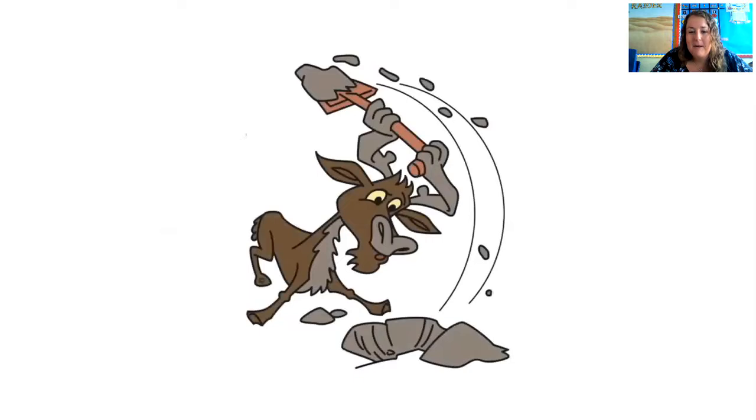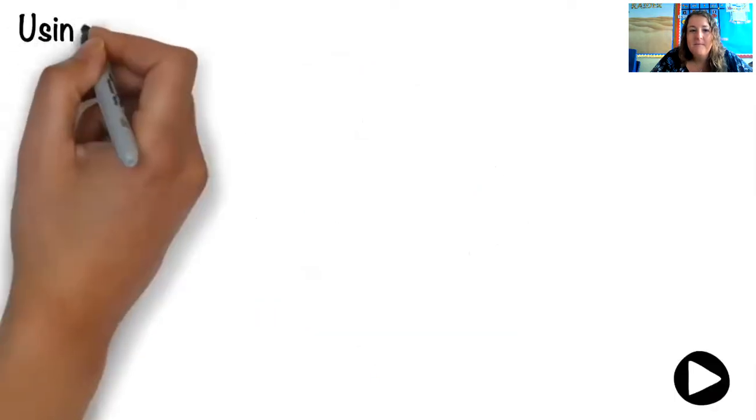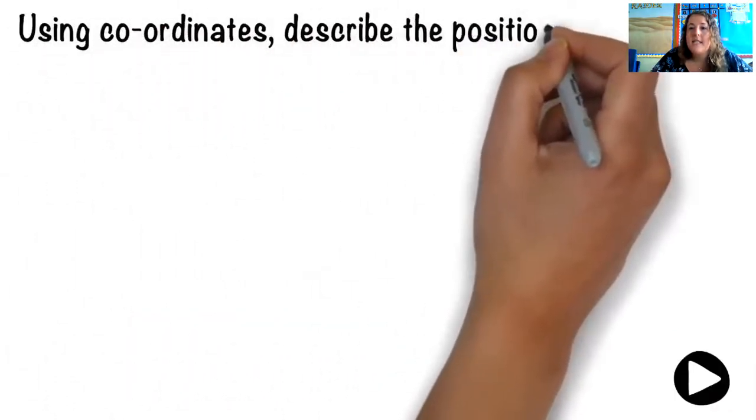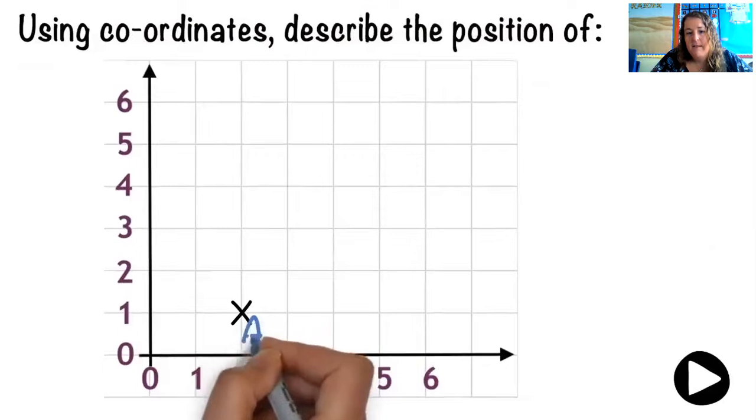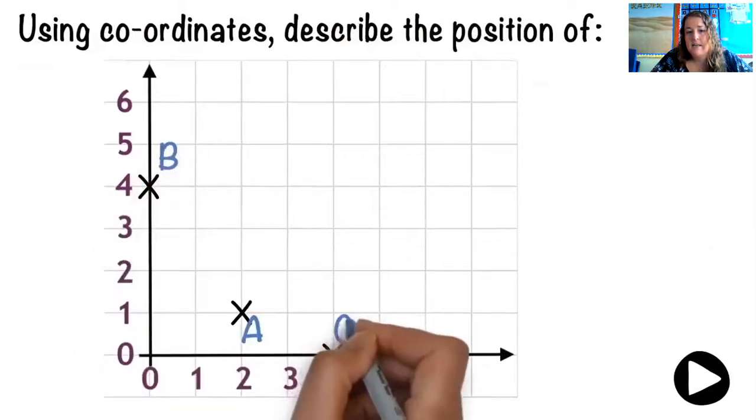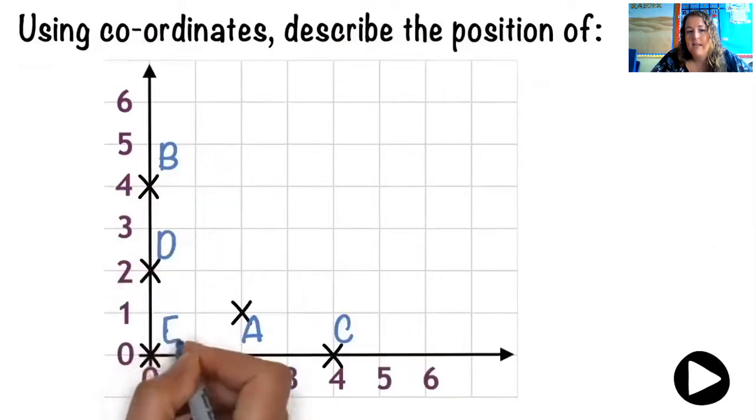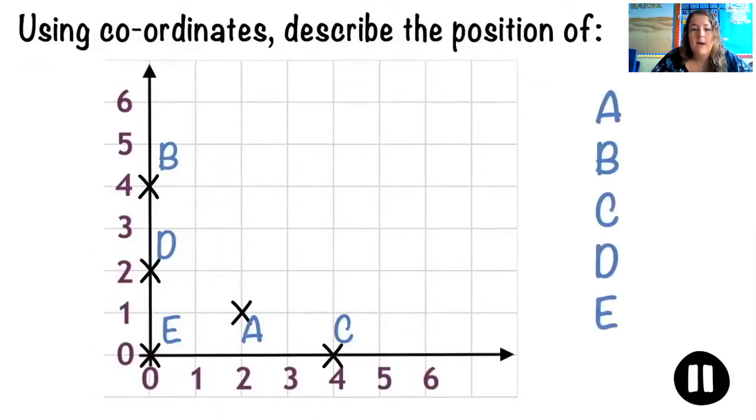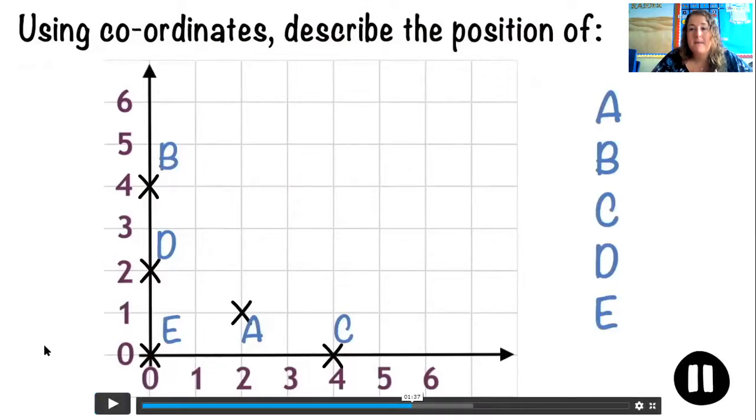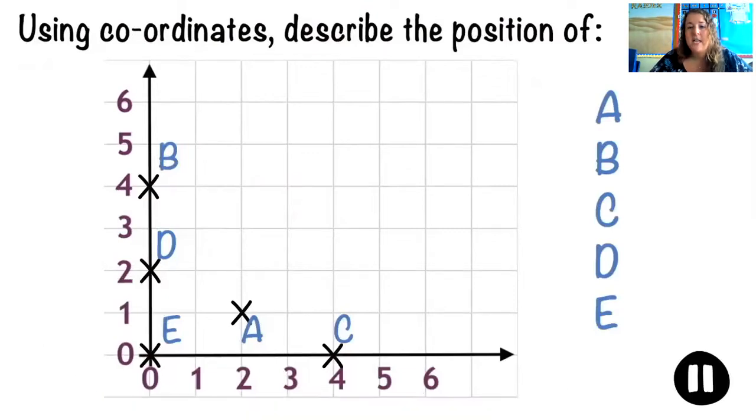Digging a little bit deeper. Using coordinates, describe the position of, and very similar as last time. Just have a think about why this one's digging a bit deeper. Why is this one a bit harder? Maybe it's because some of them are actually on the origin. So have a go and see if you can work out these. Pause me, and then I'll come back with the answers again in a moment.